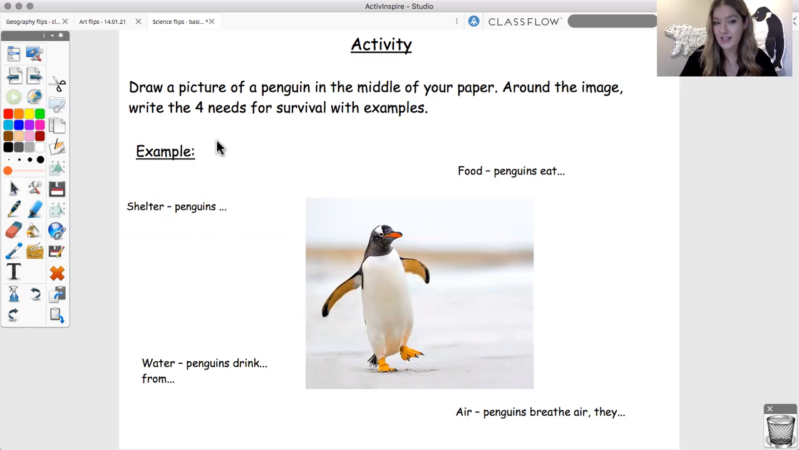So here, just an example, we can see a penguin in the middle, and you might like to write food. Penguins eat, and then list some ideas. Shelter. Penguins need shelter because, and we've got the same for water and air. Pop me on pause whilst you're doing this and enjoy the task.